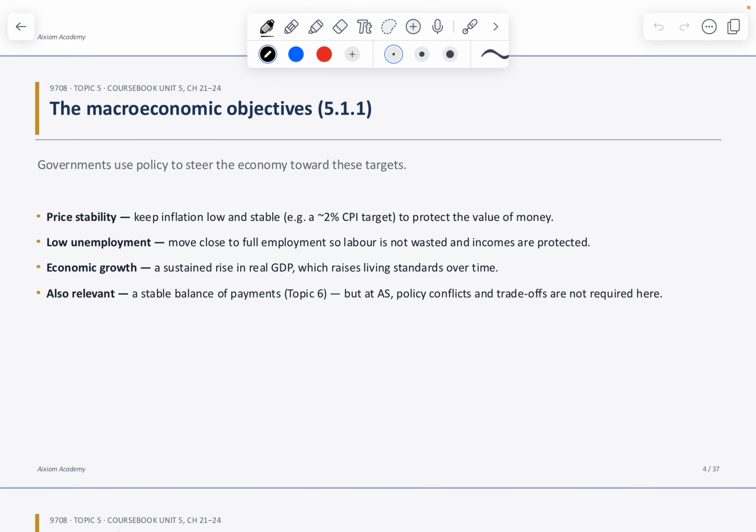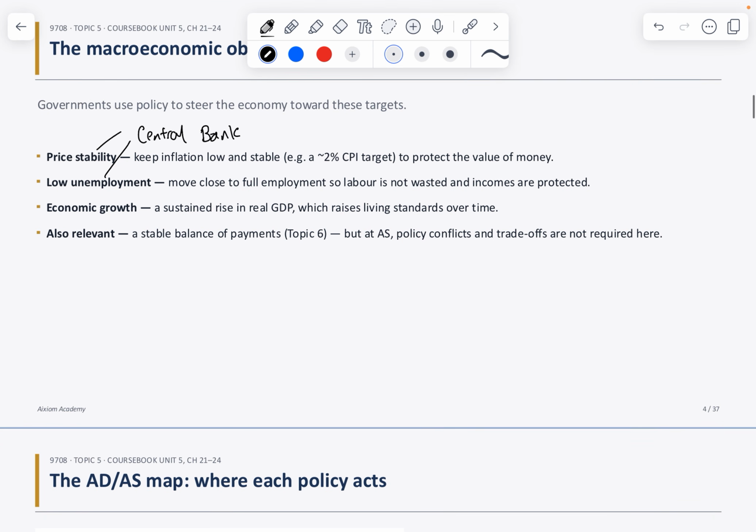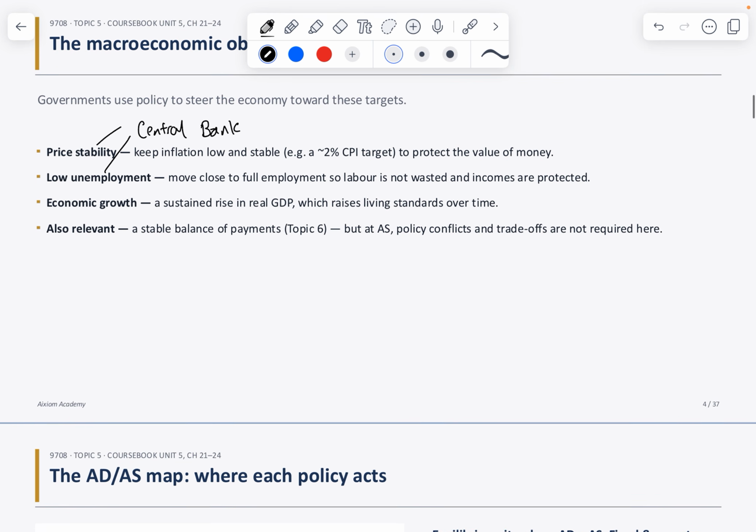Another point to mention here is that we are essentially talking about two entities, which are the central bank and the government or treasury. The central bank only has two mandates or objectives to focus on, which are price stability and low unemployment, with price stability as the primary aim. And the government cares about all these objectives and prioritizes differently based on the context.